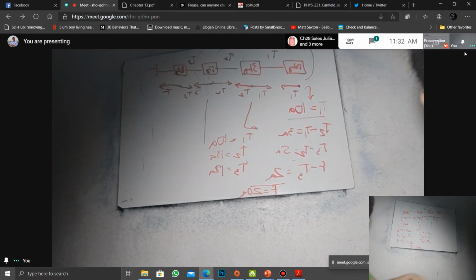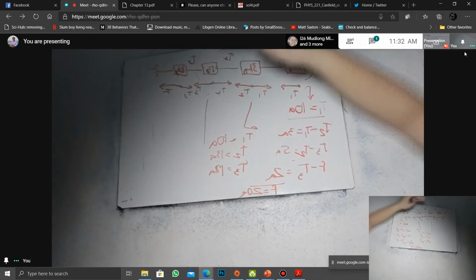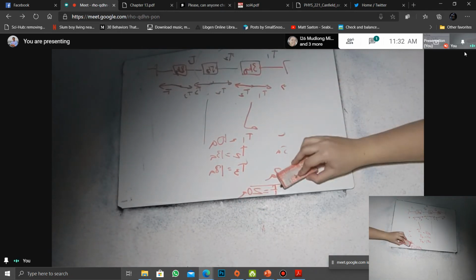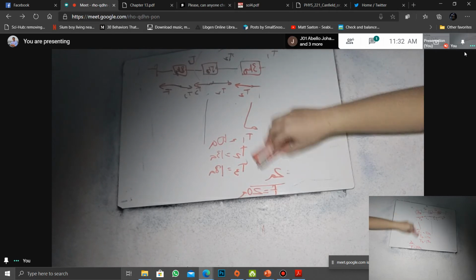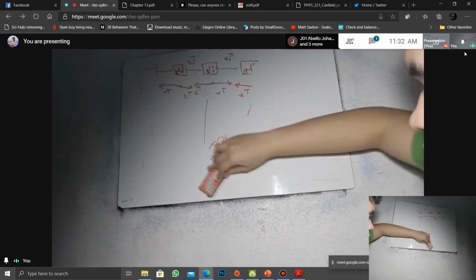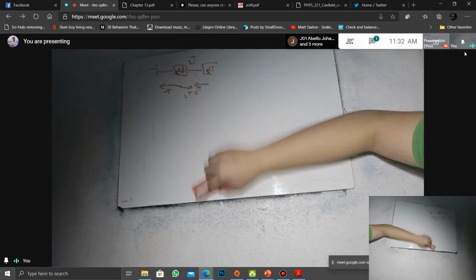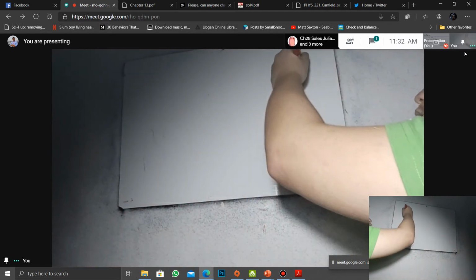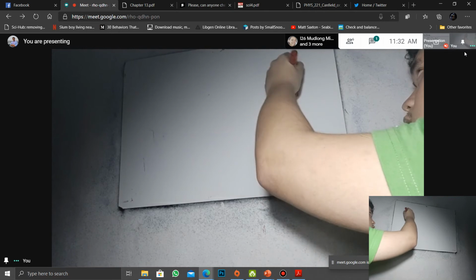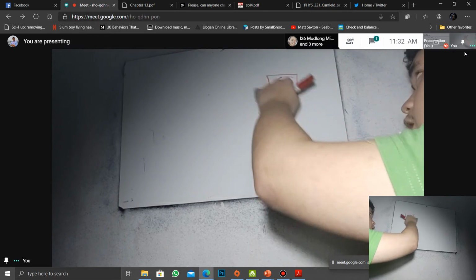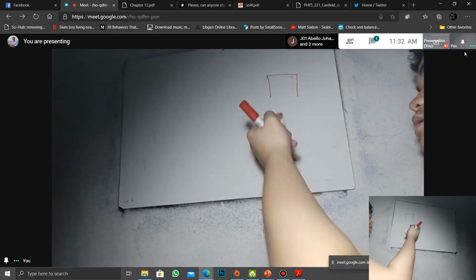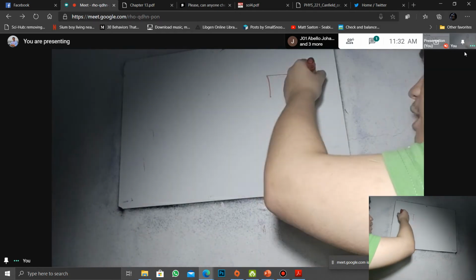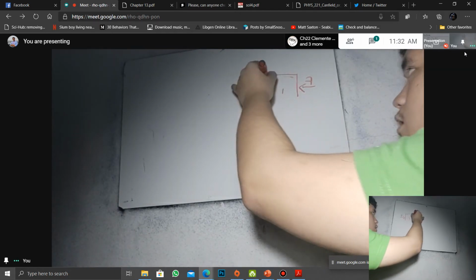Sige. Next. 17, 18. Which of the blocks experiences the least acceleration? Wala, pareho pa rin. Kasi instead of connected by cord, magkaka-touch sila, magkaka-contact sila, di ba? So, pag gano'n, pareho pa rin yung acceleration. Ay, mass 1. Di ba? Applied force. 1, 2, 3.